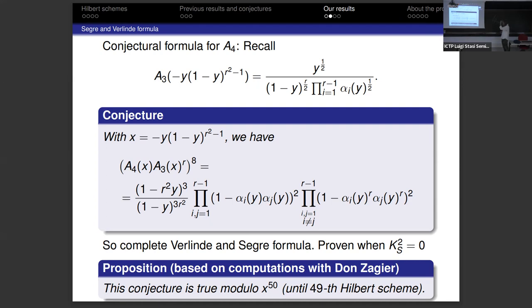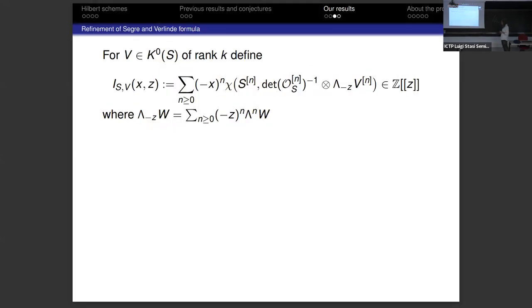So this is as much as we know about the question, how I asked it, but there's one more step. Namely, we can compute something more than the Segre and the Verlinde formula. We can compute some finer invariant on the Hilbert scheme of points, which contains both the Segre invariant and the Verlinde invariant as a limit. So we have a finer formula which contains both. And so what we compute is this crazy thing.